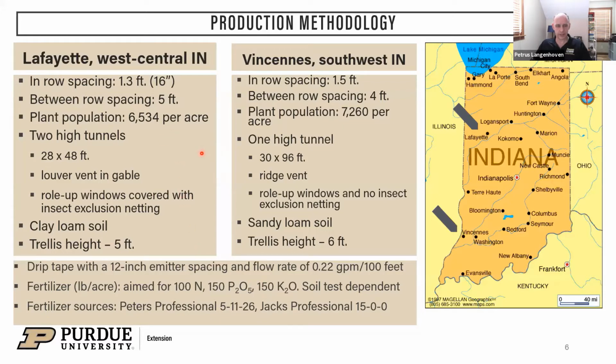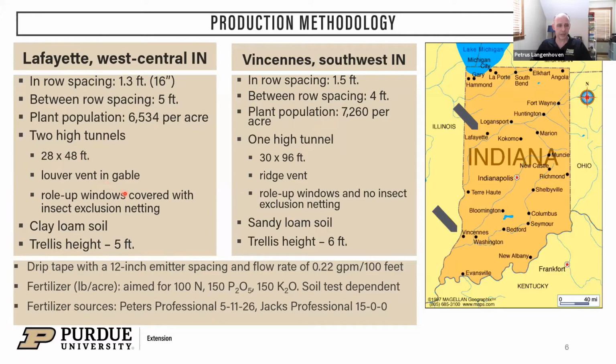So we had two locations, Lafayette and West Lafayette. Production conditions differed a little bit inside the tunnel. Tunnel sizes were slightly off. This one was 28 by 48 feet. We had to use two of those. And in Vincennes, we had a 30 by 96 feet tunnel. And that changed the plant population a little bit. Although if you compare that to field planting populations, which is around 2,904 plants to the acre, we were about 2.25 times higher here and 2.5 times higher at the Vincennes location in terms of plant density.